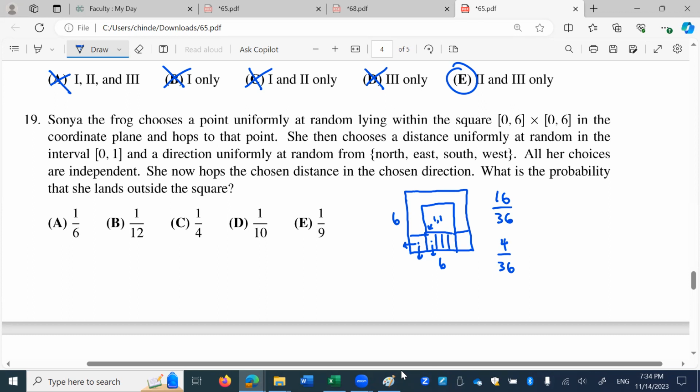Now, if she's on an edge square, she only has 1 direction that she could jump and even possibly go out, whereas if she's on a corner square, there's 2 edges. And now the question is, if she chooses the correct square and the correct direction, what's the probability that Sonia will actually jump out of the 6 by 6 square?